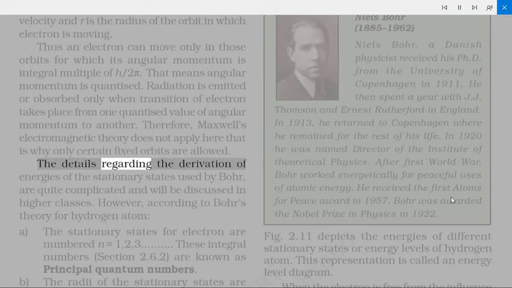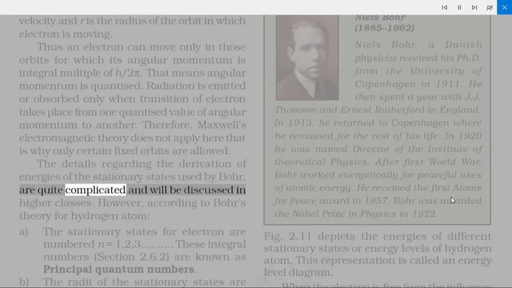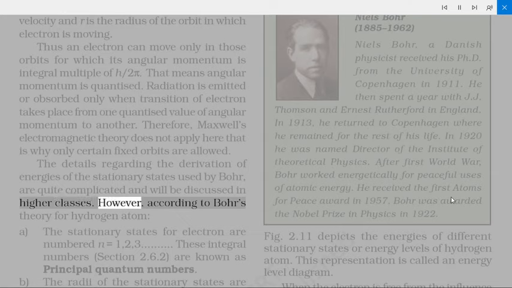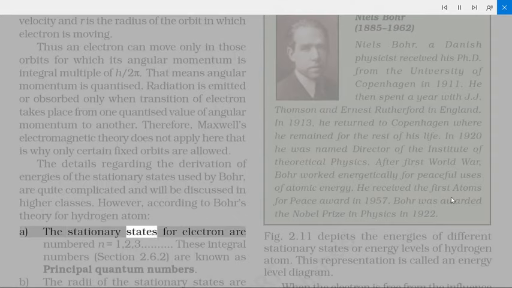The details regarding the derivation of the energies of the stationary states used by Bohr are quite complicated and will be discussed in higher classes. However, according to Bohr's theory for the hydrogen atom, the stationary states for the electron are numbered n = 1, 2, 3. These integral numbers are known as principal quantum numbers.